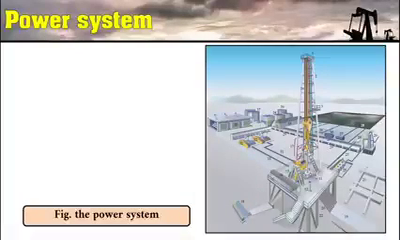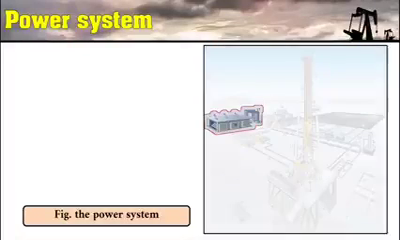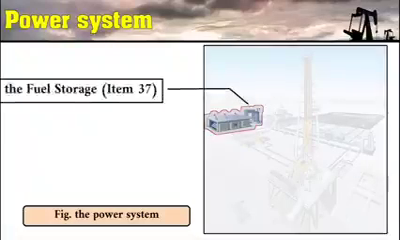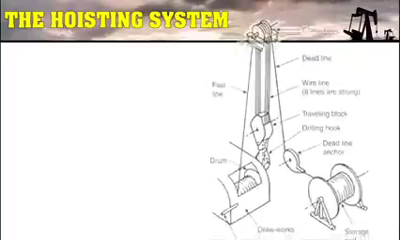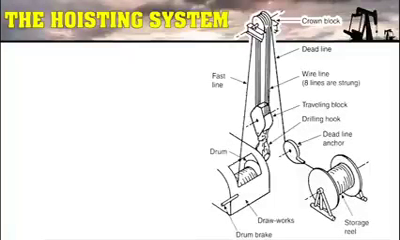In this figure, we can see the drilling rig, and here is the power system. The power system typically consists of two main parts. The first is the fuel storage, which is item number 37, and the second is the engines and generators, which is item number 38.